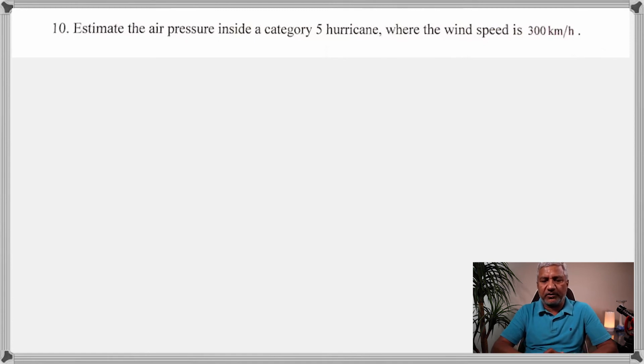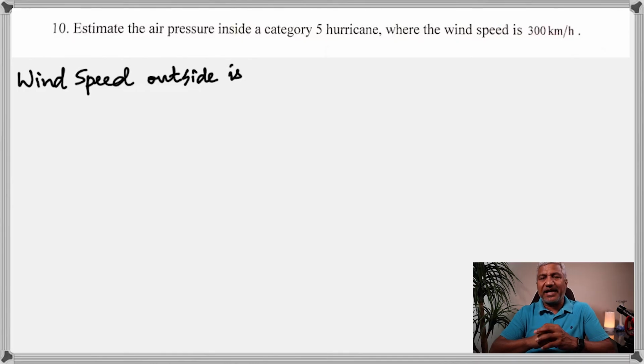Estimate the air pressure inside a Category 5 hurricane where the wind speed is 300 km per hour. Now we're calculating the wind speed in a hurricane. Inside, this is a Category 5 hurricane, and we have to find the air pressure inside. And the wind speed is 300 kilometers per hour. First of all, kilometer per hour will not work. You have to change it into meter per second. And then we have to apply Bernoulli's principle.